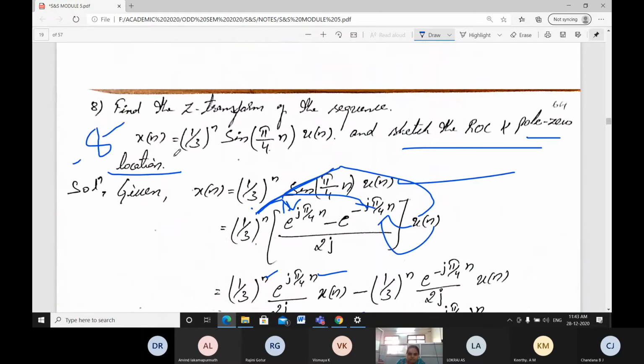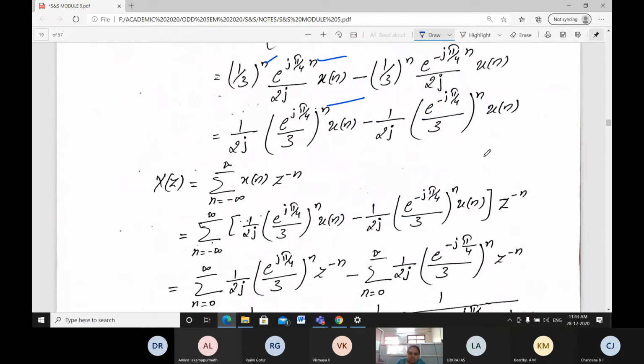Here we resolve the equation that is given. After resolving that, you have to substitute in the Z transform equation. That is X of z equals summation n varying from minus infinity to plus infinity x of n z raised to minus n.